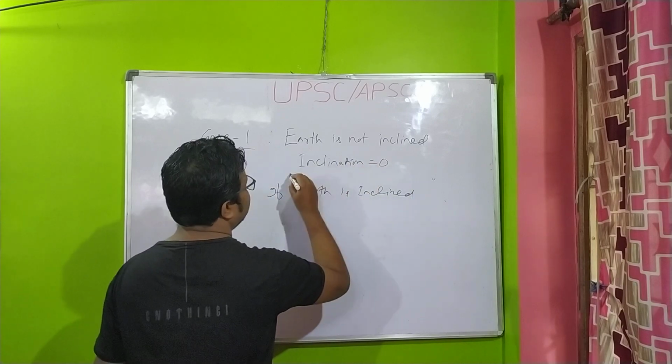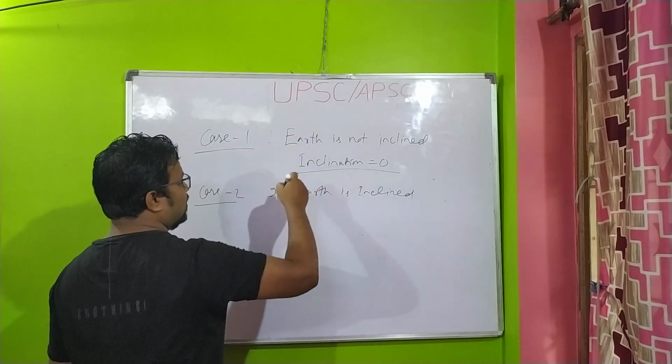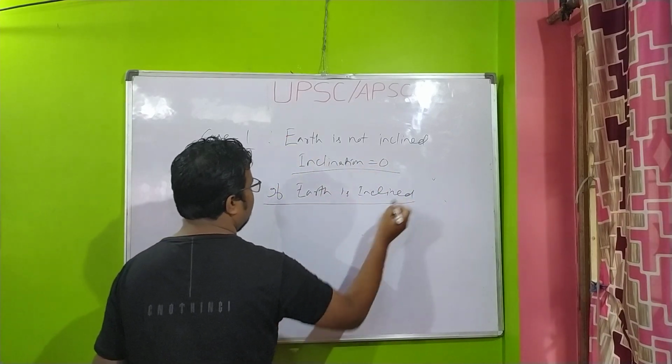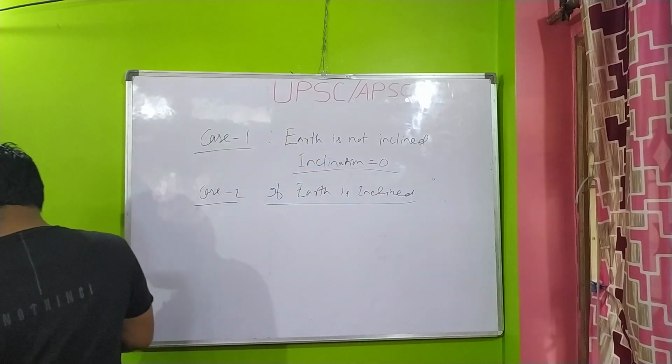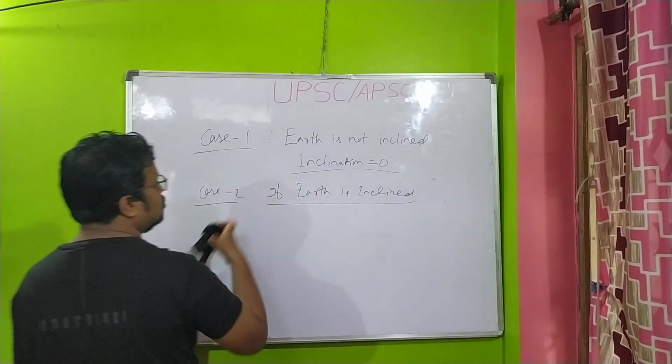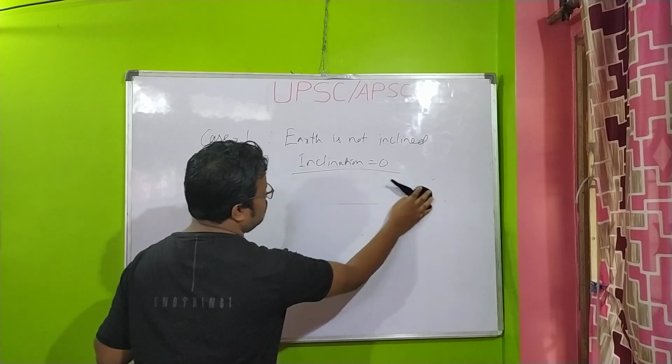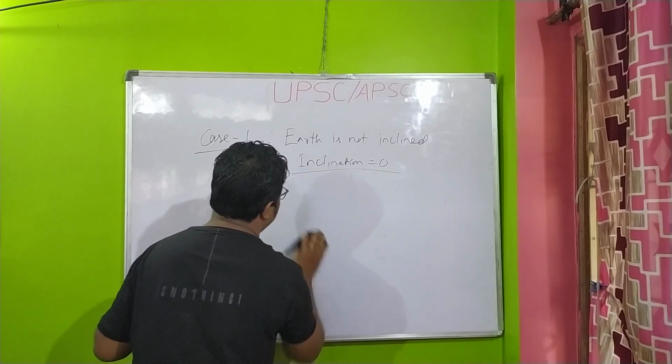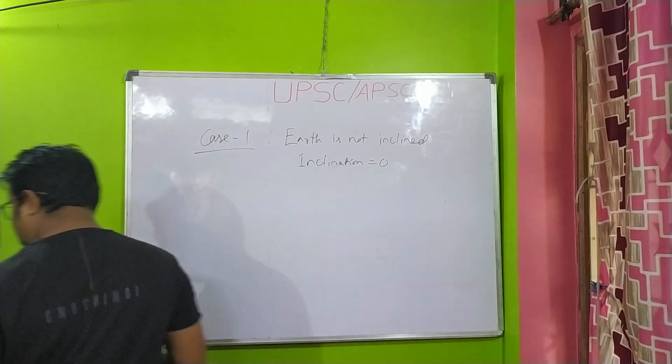First case, inclination is 0. Second case, inclination is not 0, earth is inclined. So first I will study the case if earth is not inclined.